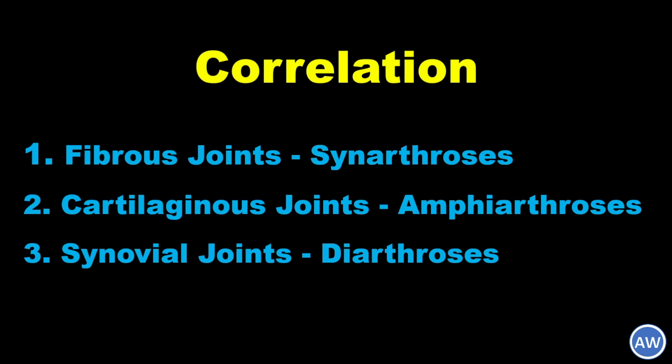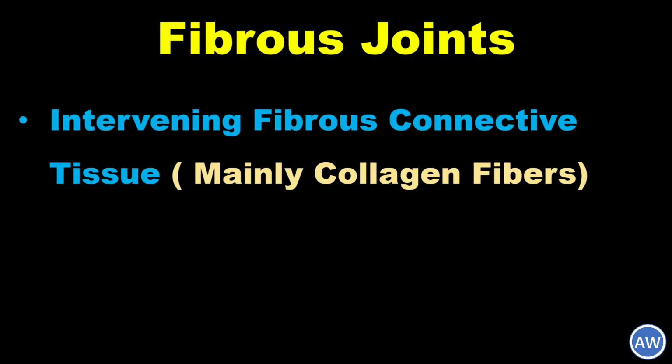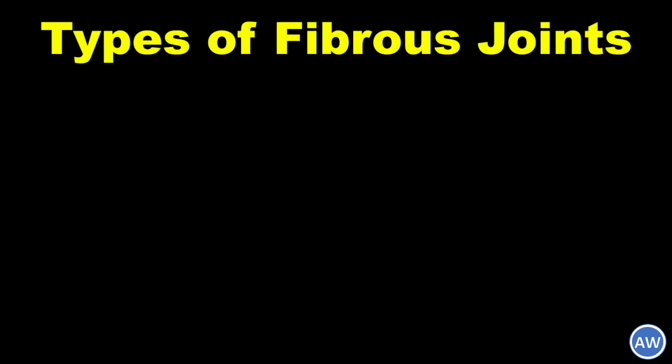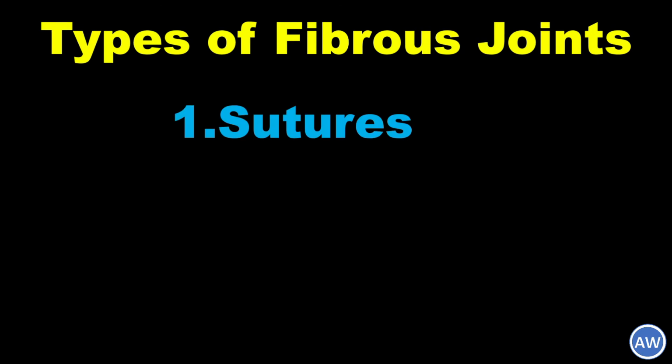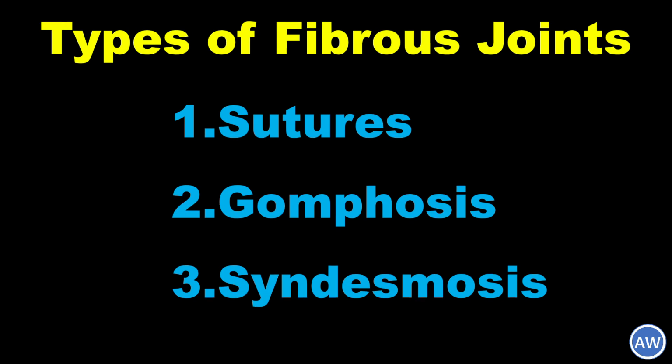Let us first talk about the fibrous joint. Now, the intervening tissue in the fibrous joint is the fibrous connective tissue, which consists primarily of collagen fibers, and there is no joint cavity present in the fibrous joint. Now, these joints are usually immobile and thus known as synarthrosis, which we have already discussed. The three most definable types of fibrous articulation are sutures, gomphoses, and syndesmosis.